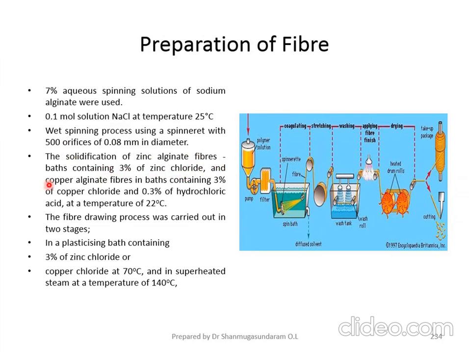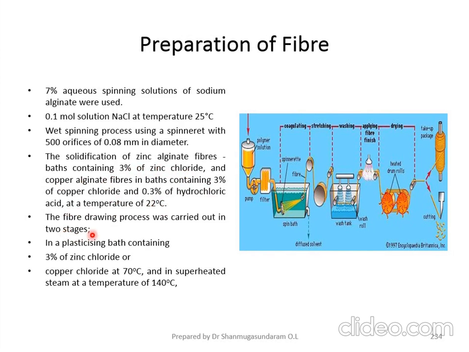Suppose I want to produce copper alginate. What should your coagulation bath contain? Your coagulation bath should contain copper chloride, that is 3% copper chloride, and 0.3% hydrochloric acid at a temperature of 22 degrees Celsius. You can produce calcium alginate polymer also. You just have to keep calcium chloride in the coagulation bath.